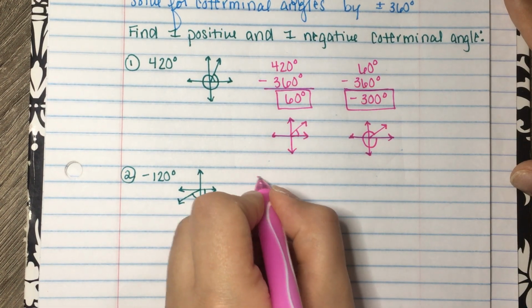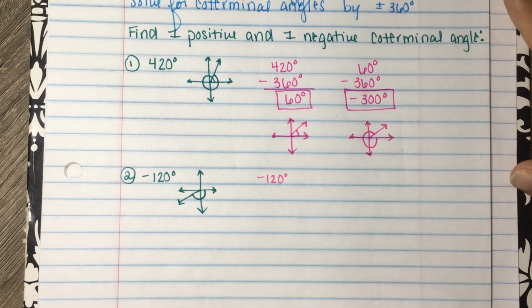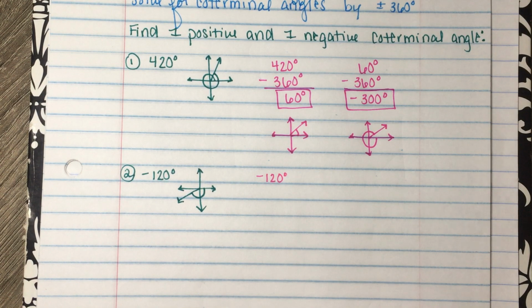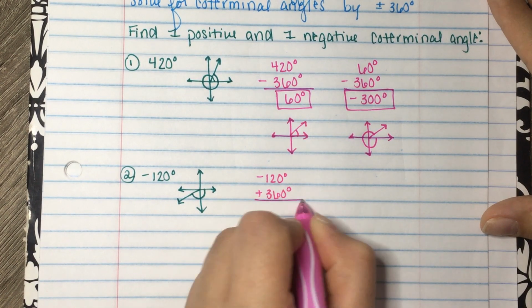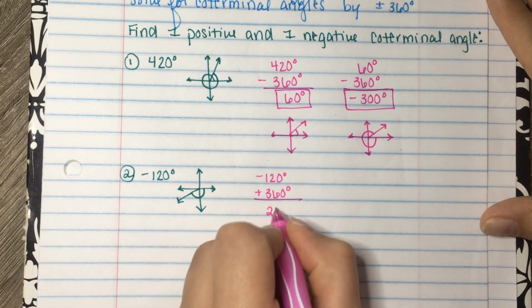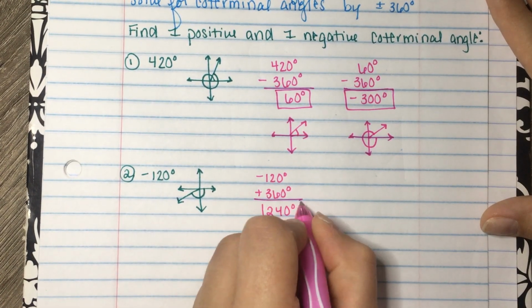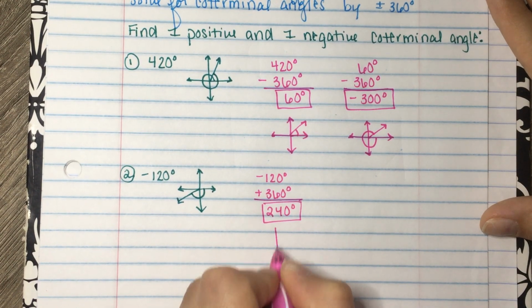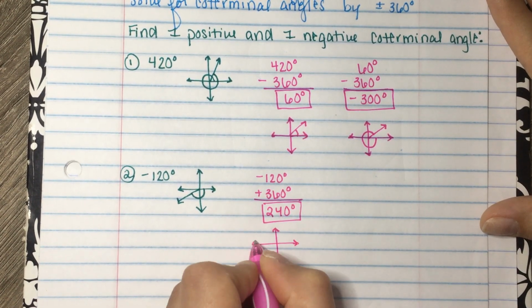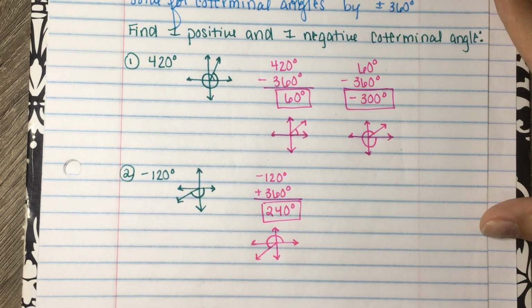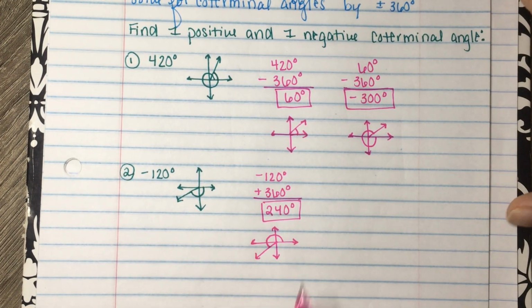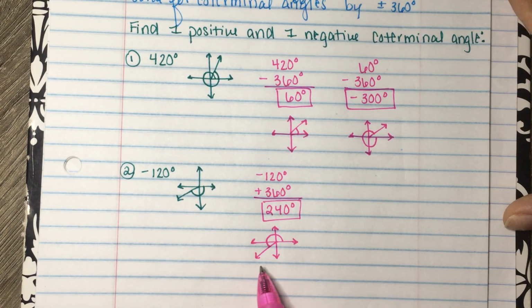All right, so I'm starting at negative 120 degrees, and I'm just going to find the positive one first. So I need to get into the positives between 0 and 360, which means I need to add a full rotation, which is 360 degrees. And then that's going to give me the angle 240 degrees. And if I went to go draw 240 degrees, I'd pass 180, and we're going to see that it is the same angle, just a different rotation, and it shares the same initial and terminal side.